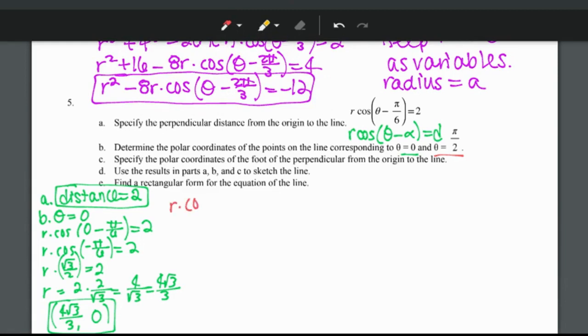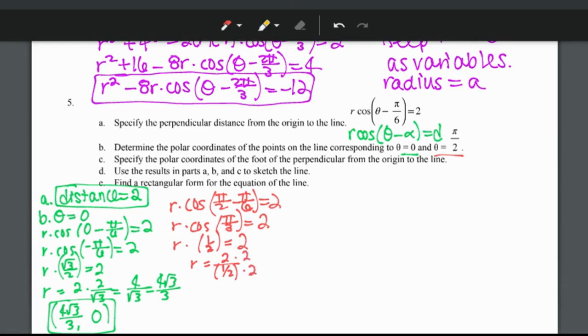For theta equaling pi over 2, we're going to do the same thing. So we have r times cosine of pi over 2 minus pi over 6 is equal to 2. And so when we subtract, we've got 3 pi over 6 minus 1 pi over 6. 2 pi over 6 reduces to pi over 3. And so we think about what's the x-coordinate of our point at pi over 3, and that's equal to a half. R equals 2 divided by 1/2. You could multiply top and bottom by 2, and that would give me 4 over 1, which is equal to 4. And so my r comma theta is 4 comma pi over 2.